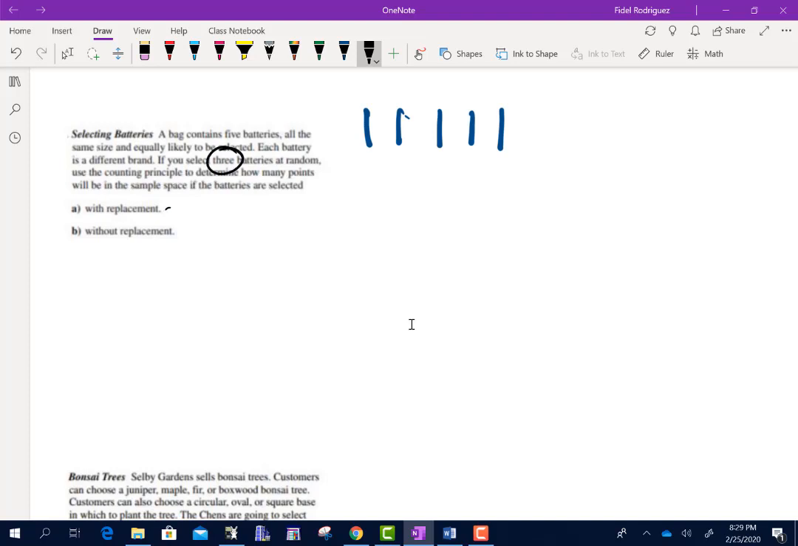The first part says with replacement. Okay, so I'm going to choose one of these. So I have 5 choices, okay? But whichever one I pick, I'm going to put it back in there. So the second time I pick, I can still pick 5, and whichever one I pick, I'm going to throw it back in there, and I'm going to do this again. So if I multiply straight across, that'll give me 125.